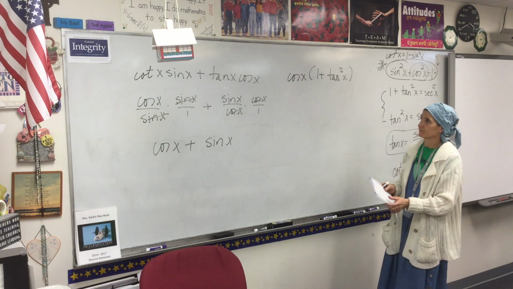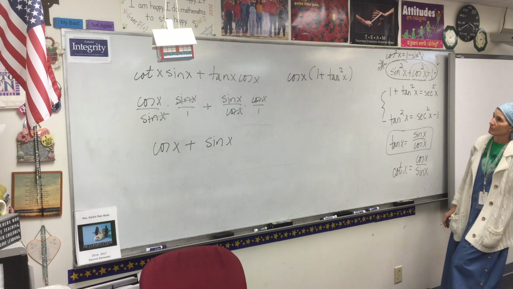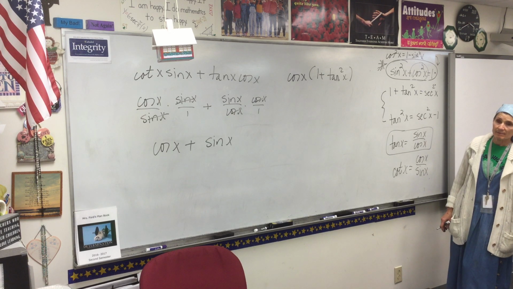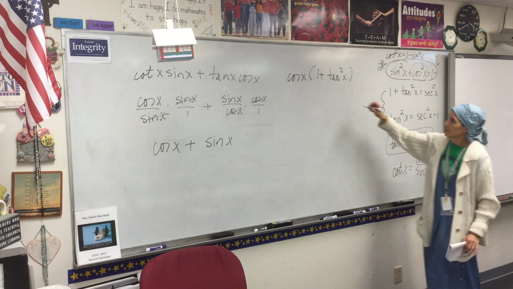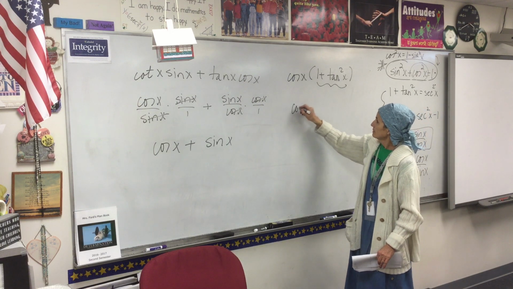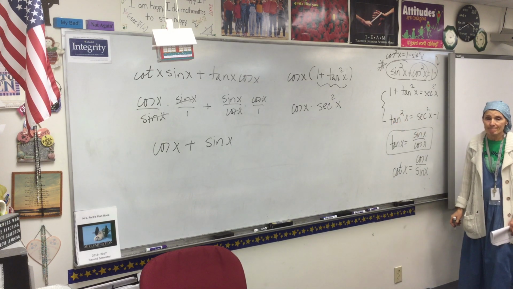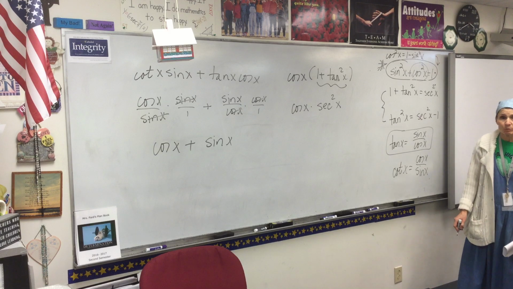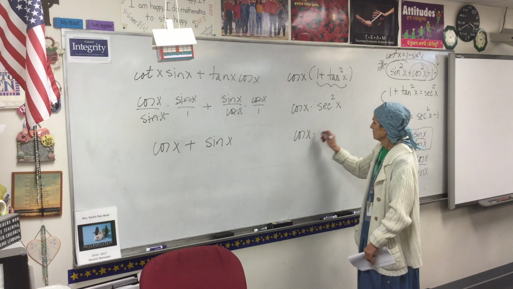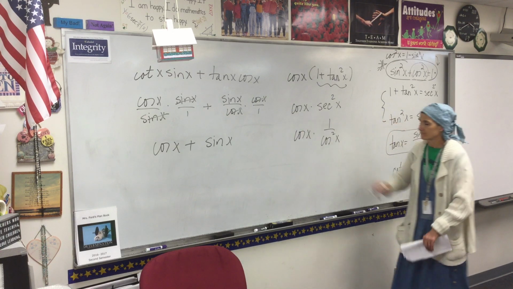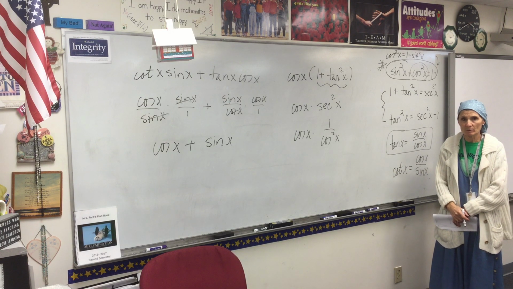This is an easy one. This is easy. Why is it easy? Because that's memorized. This right here is secant squared. And what is secant squared? 1 over cosine squared. Because secant is the reciprocal of the cosine.